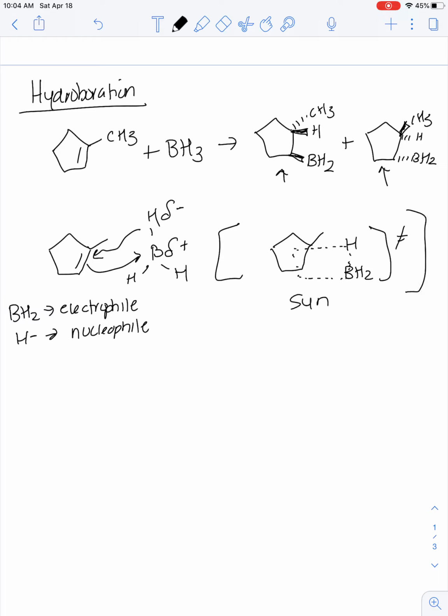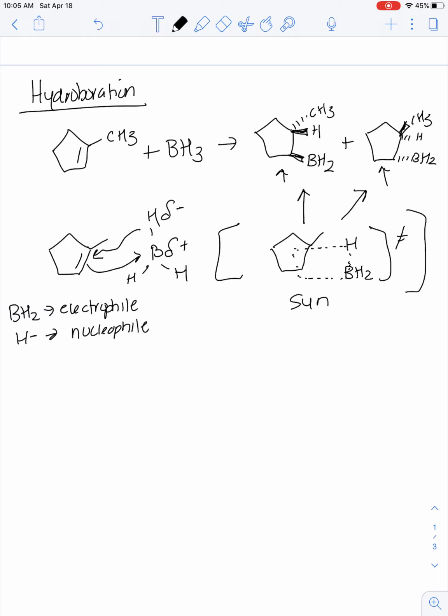So again, syn addition, you can see why it's syn addition, right? Because it's going to be a one-step process. Because it's a one-step process, they either have to add both in front of the page or behind the page. So after this transition state, we're going to form either this product or this product.